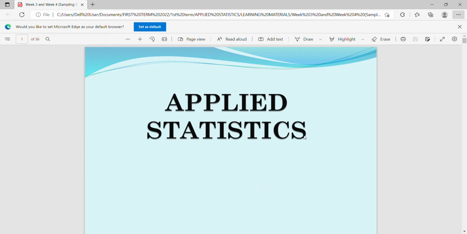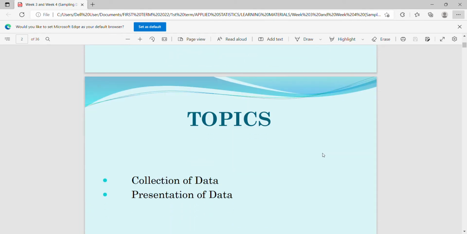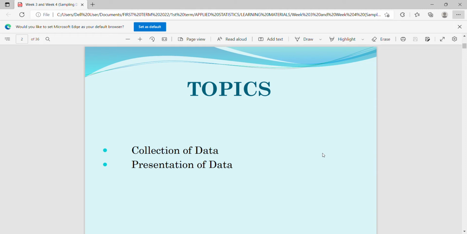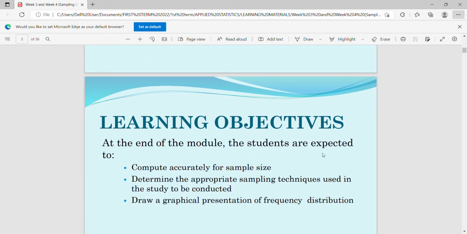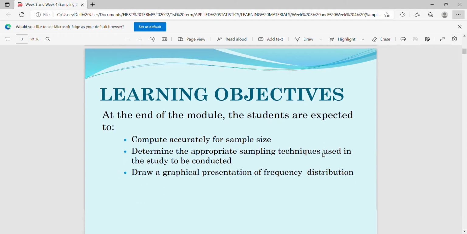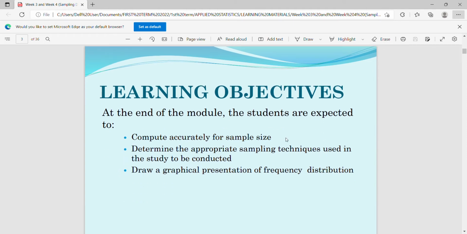Good day. We have here another topic in applied statistics. These are the collection of data and presentation of data. For these lessons, we will be able to compute accurately for sample size, determine the appropriate sampling techniques used in the study to be conducted, and draw a graphical presentation of frequency distribution.